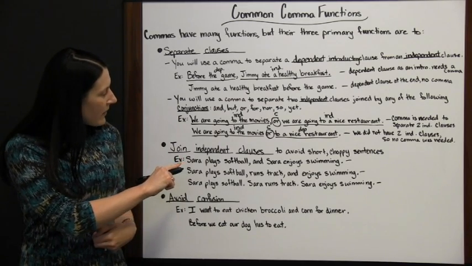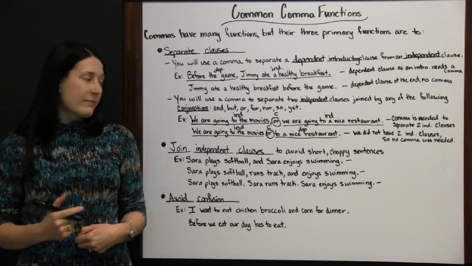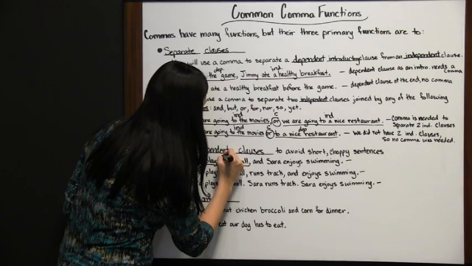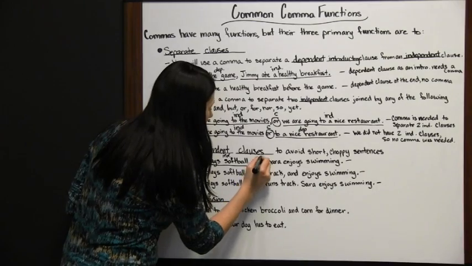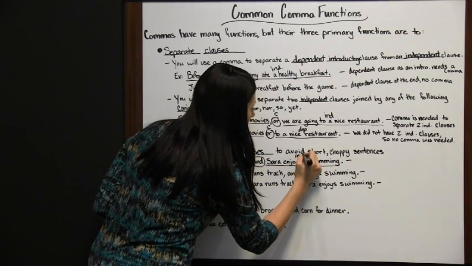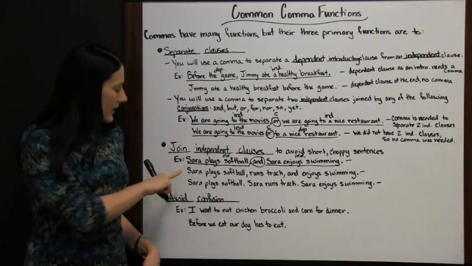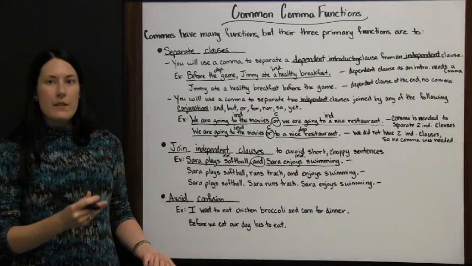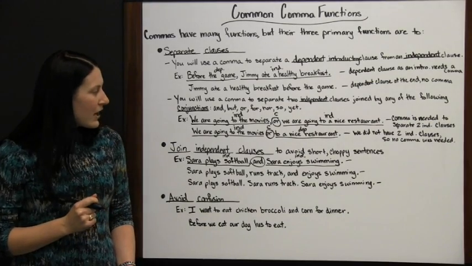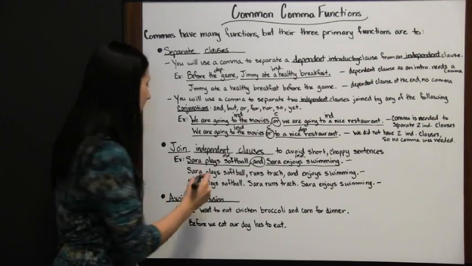Sarah plays softball and Sarah enjoys swimming. Okay, and this one we had an independent clause, a conjunction, and an independent clause. Let's look at the next version of this set of clauses. Sarah plays softball, runs track, and enjoys swimming.